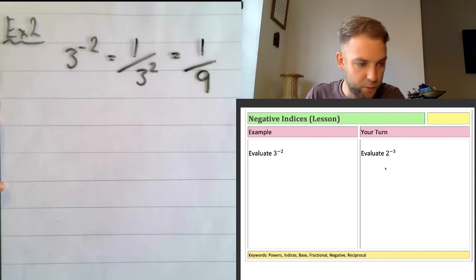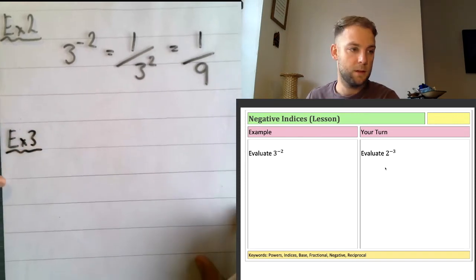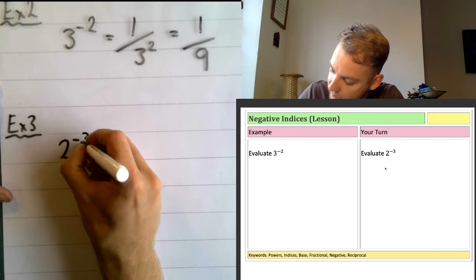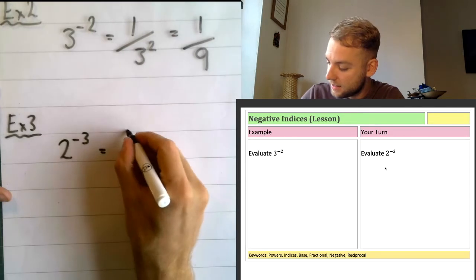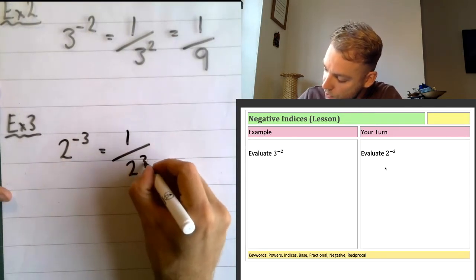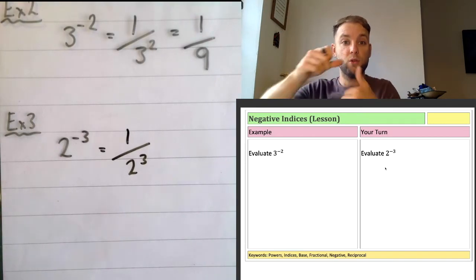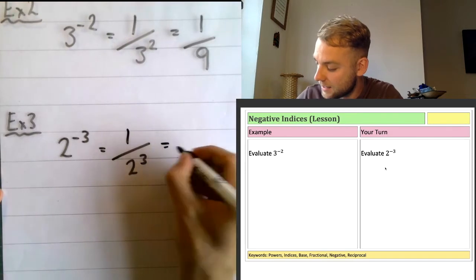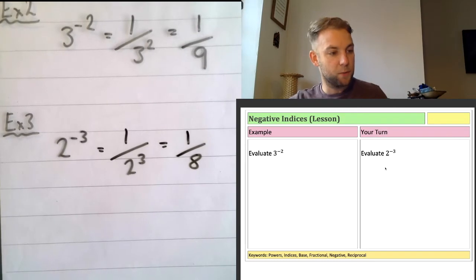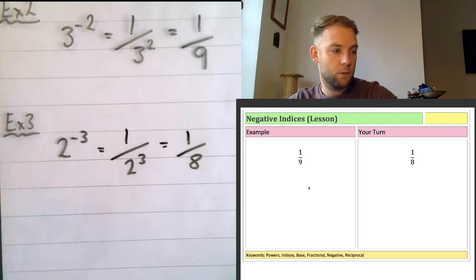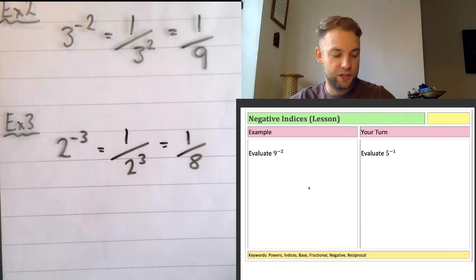Brilliant. I'm going to do another one of these, because I think it can be a little confusing. So this next one, 2 to the power of negative 3. Well, remember the negative means reciprocal, which means 1 over. So this is the same as saying 1 over 2 to the 3. And 2 to the 3, we can work that out. Just means 2 times 2 times 2. 2 times 2 is 4, times by 2 is 8. So this is equal to 1 over 8, like so. Brilliant. Let's just check both those answers. 1 over 9, 1 over 8. Spot on.